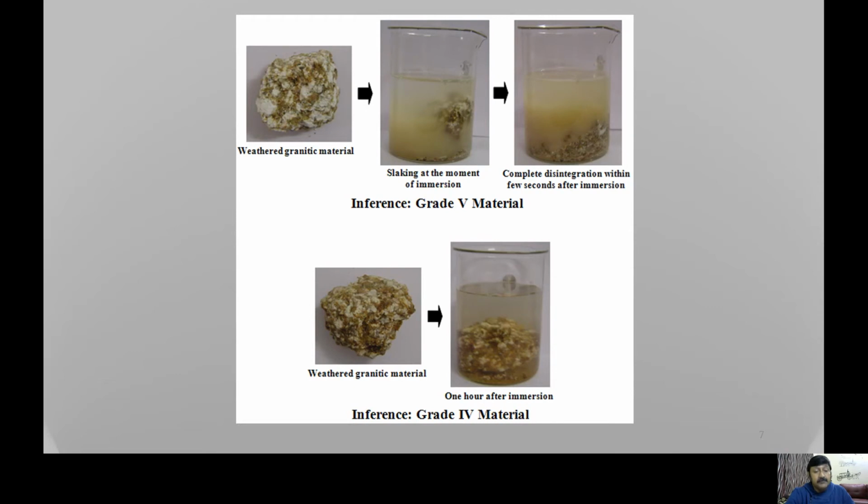For example, we can discriminate grade 4 and grade 5 materials just by immersing a piece of rock lump into water. If it is grade 5 material, which actually belongs to a soil kind, it will disintegrate immediately. But if it is a grade 4 material, when it is immersed into water, it will remain there for some time. It will not disintegrate as soon as it is immersed into water. So this is a very quick test to discriminate between grade 5 and grade 4 materials. Although they look very similar here, you see, because they are grade 5 and grade 4 materials of granitic rocks. They look quite similar. However, this little test can help us discriminate the weathering grades very quickly.